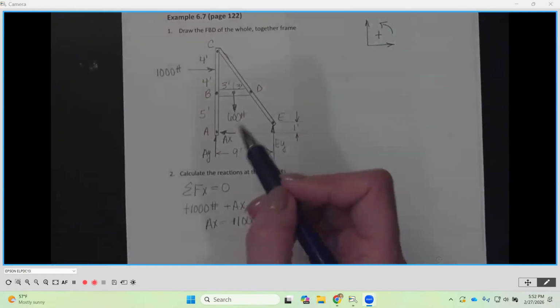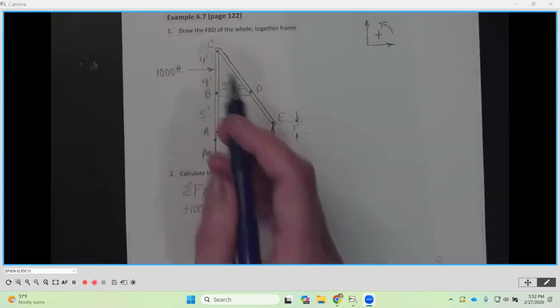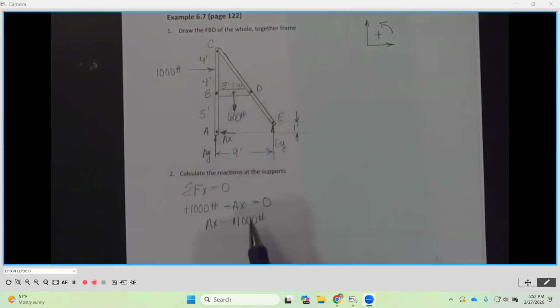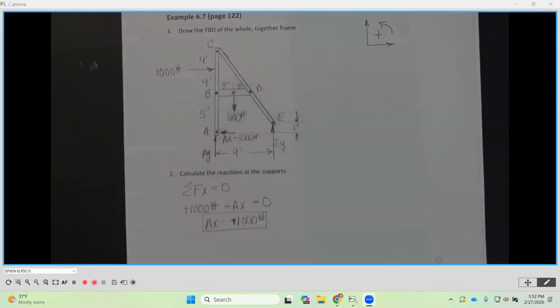And that makes sense because if I am in equilibrium, that means everything balances. So if my 1000 is going to the right, that means that my AX, the only other force going in the X direction, has to go to the left. Okay, so that's okay. So now I can put a box around that because that is one of my reactions. Okay, and I can say equal to 1000 pounds.